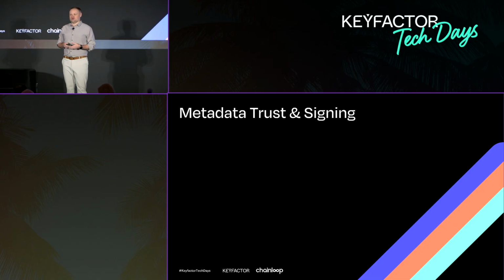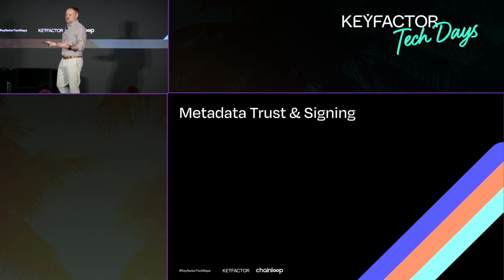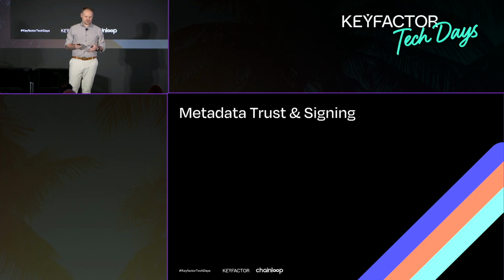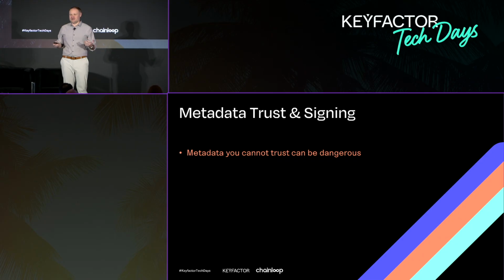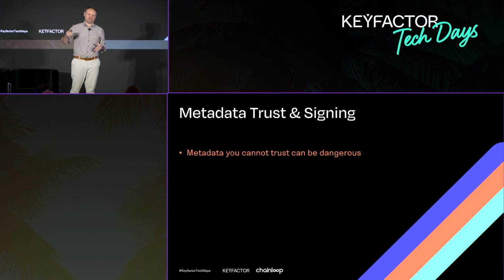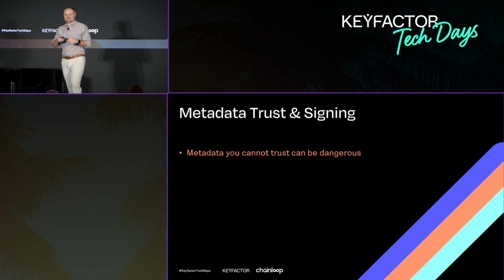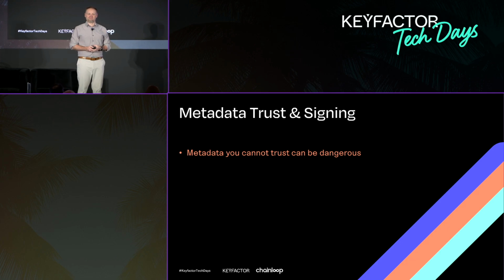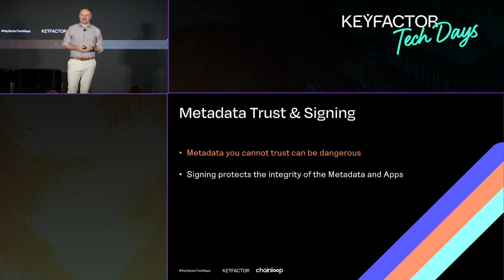On the subject of metadata, it's important that you're able to trust the metadata that you're generating, because metadata that you can't trust can be dangerous. So if you imagine you have application B, good, application A, bad, and you were to swap some of the metadata, software bill of materials, maybe a vulnerability that got listed in one for the other, then you've got a problem.